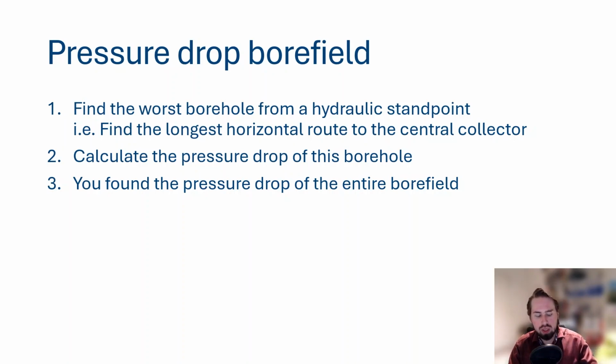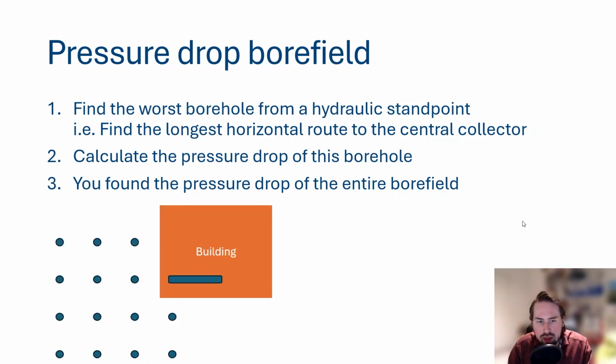So what we do is we find that borehole, we calculate the length of the horizontal route to that collector, we calculate the pressure drop across the borehole including the horizontal connection, and then we know what the entire pressure drop of the whole bore field is. Because we want a hydraulically balanced system, we will make sure that all the other boreholes and horizontal connections have the same pressure drop. We will calibrate it that way using valves. And then we have the pressure drop across the whole bore field being the same as this worst case situation.